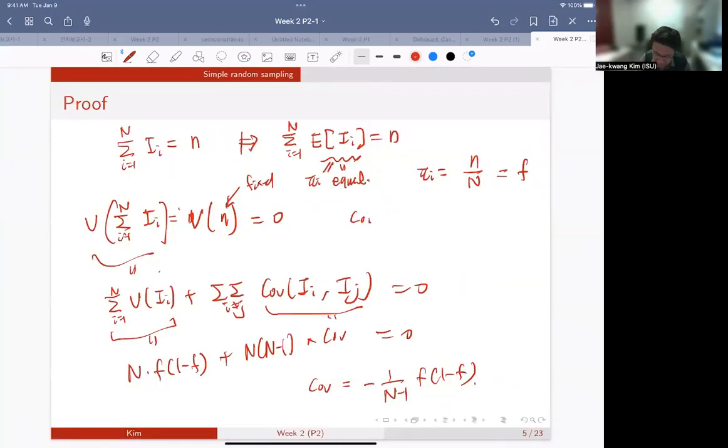Or you can just use the definition. Another way is to use the definition of the first-order inclusion probability and say this is pi_ij minus pi_i pi_j, and then this one is (n minus 1) divided by (N minus 1). That's it, n over N squared. If you use that and simplify, you'll get this.